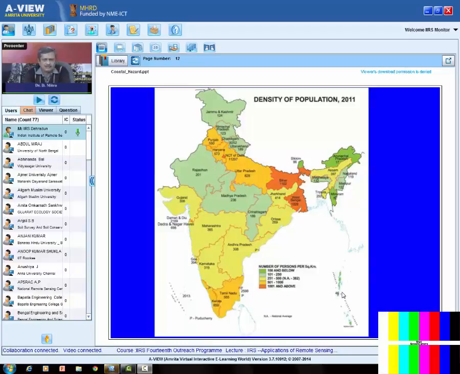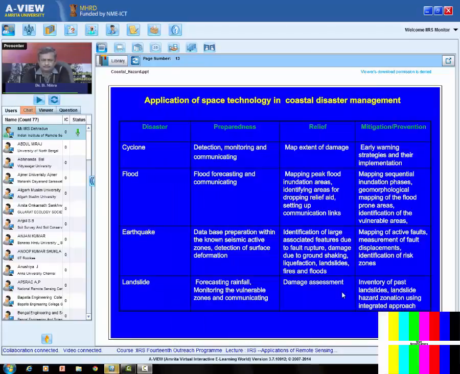All the states, if you see the coastal states like Tamil Nadu, Kerala, West Bengal, Odisha, there also the density of the population is quite high compared to the northeast states and the Himalayan states. So coastal states are very vulnerable in that way when population density is concerned.